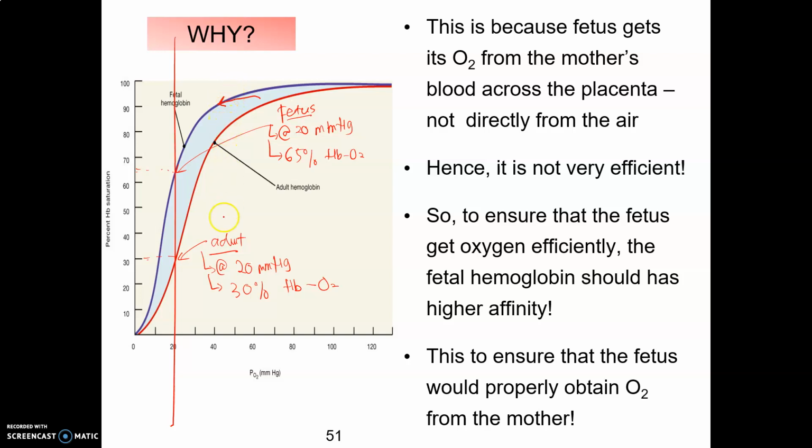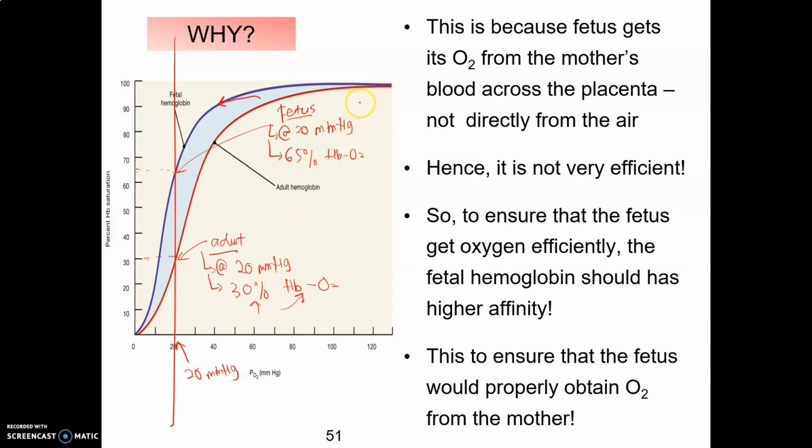Okay, kalau kita tengok di sini, kita ambil the same partial pressure of oxygen, let's say 20 mmHg. Now kita compare dengan adult dan fetal. Kalau you tengok bila you garis panjang macam ni, you boleh nampak kalau adult at 20 mmHg partial pressure of oxygen, oksigen yang bind pada hemoglobin hanyalah 30%. Maksudnya hanya 30% of hemoglobin yang akan bind dengan oksigen.